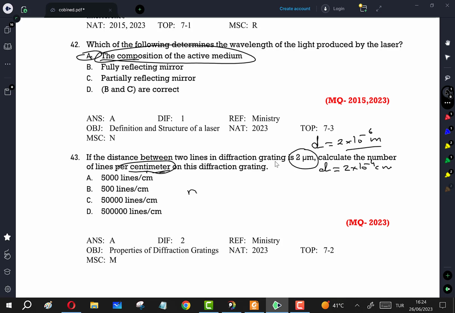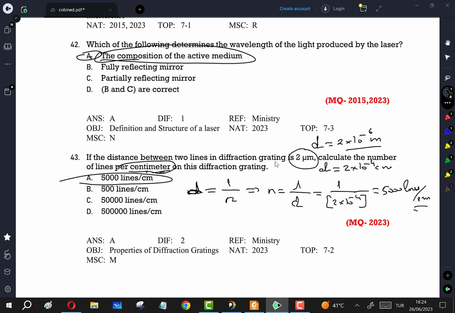I know that the slit spacing is 1 over the number of lines, so the number of lines is equal to 1 over the slit spacing. So 1 over 2 times 10 to the power of negative 4. Let's get it: 5,000. 5,000 lines per centimeter. So A is the correct answer.